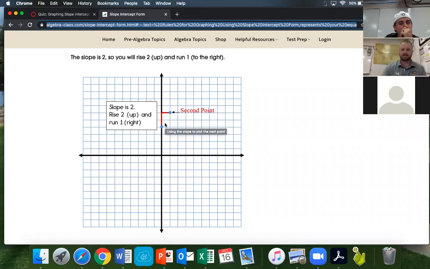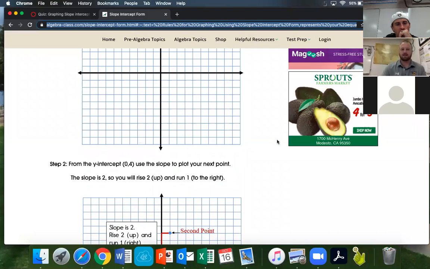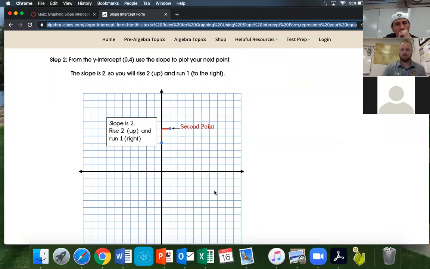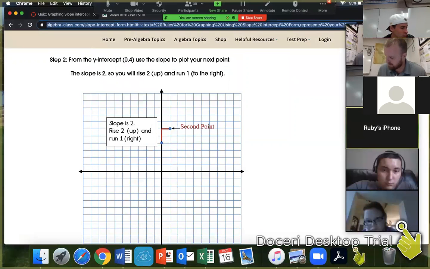This example that's on your screen right now is the exact same one as this one. If you look, 0, 4, well, guess what? That 0, 4 is right here. Slope is 2. You'll see their little box. They cleaned it up. Rise 2, run 1. What the question is asking you is, what is this plot?